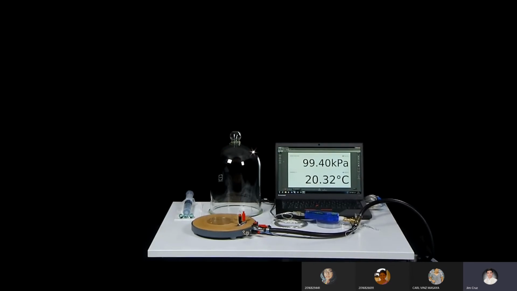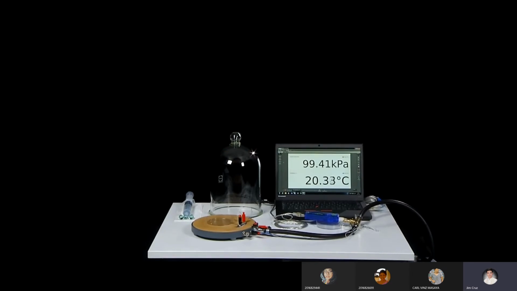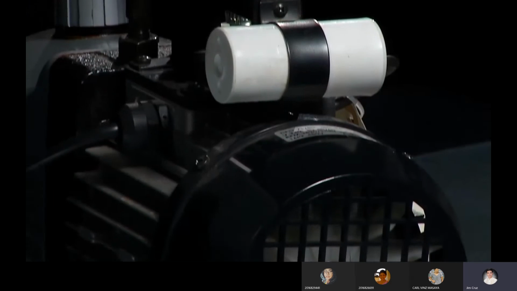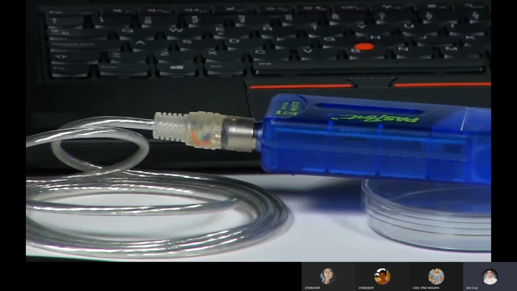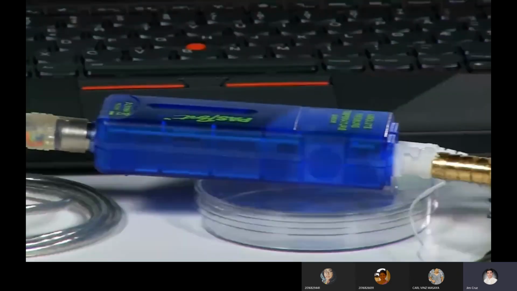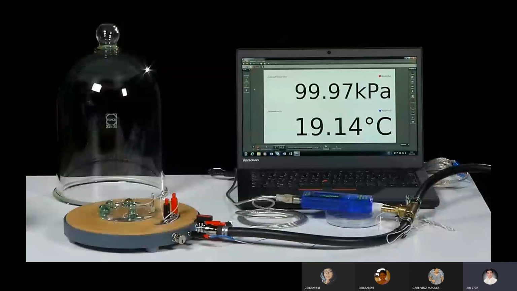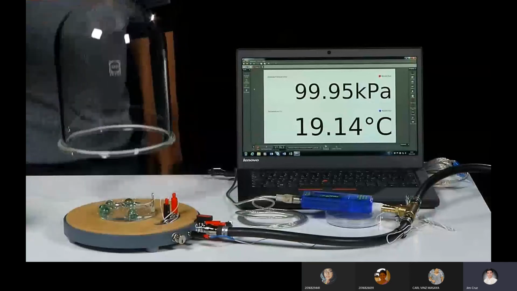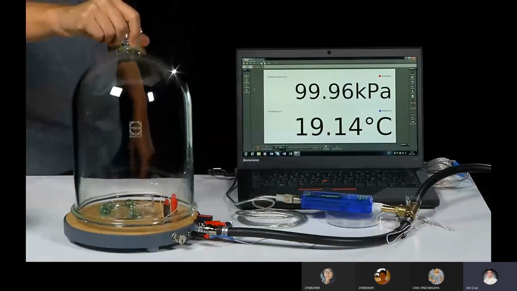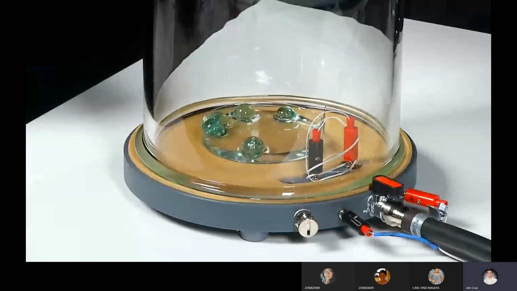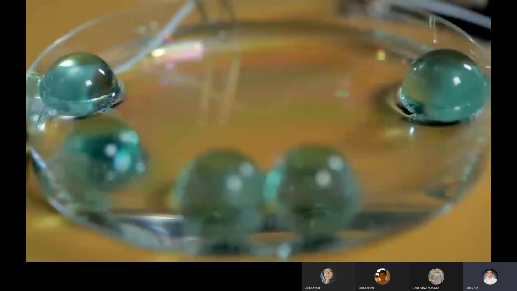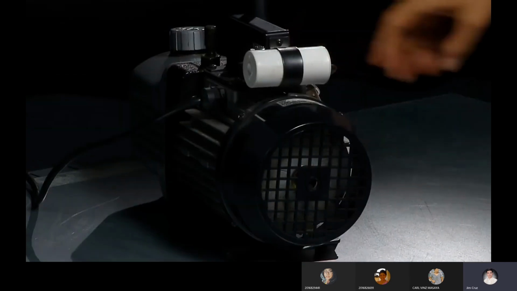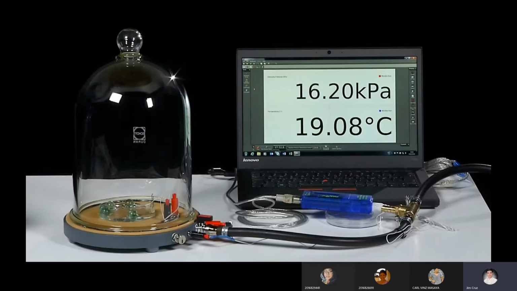For this experiment, we need a vacuum chamber which is connected to a vacuum pump. A combined pressure and temperature sensor is connected to the hose between chamber and pump. It is also connected to a PC via USB, and values of absolute pressure and temperature in degrees Celsius can be shown on the screen. Inside the chamber, we place a Petri dish with liquid water. After the chamber has been sealed, the pump is switched on. Both pressure and temperature start decreasing immediately.